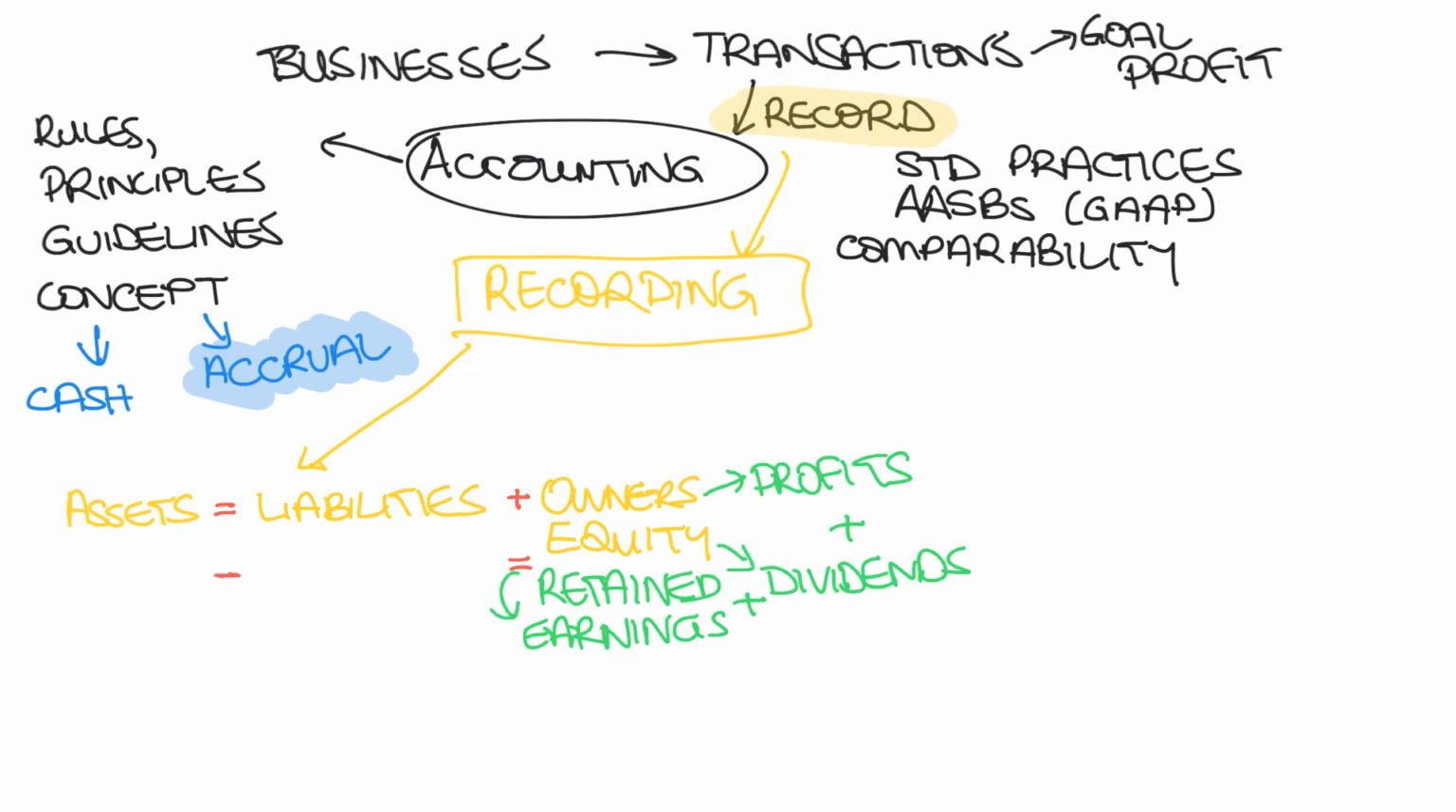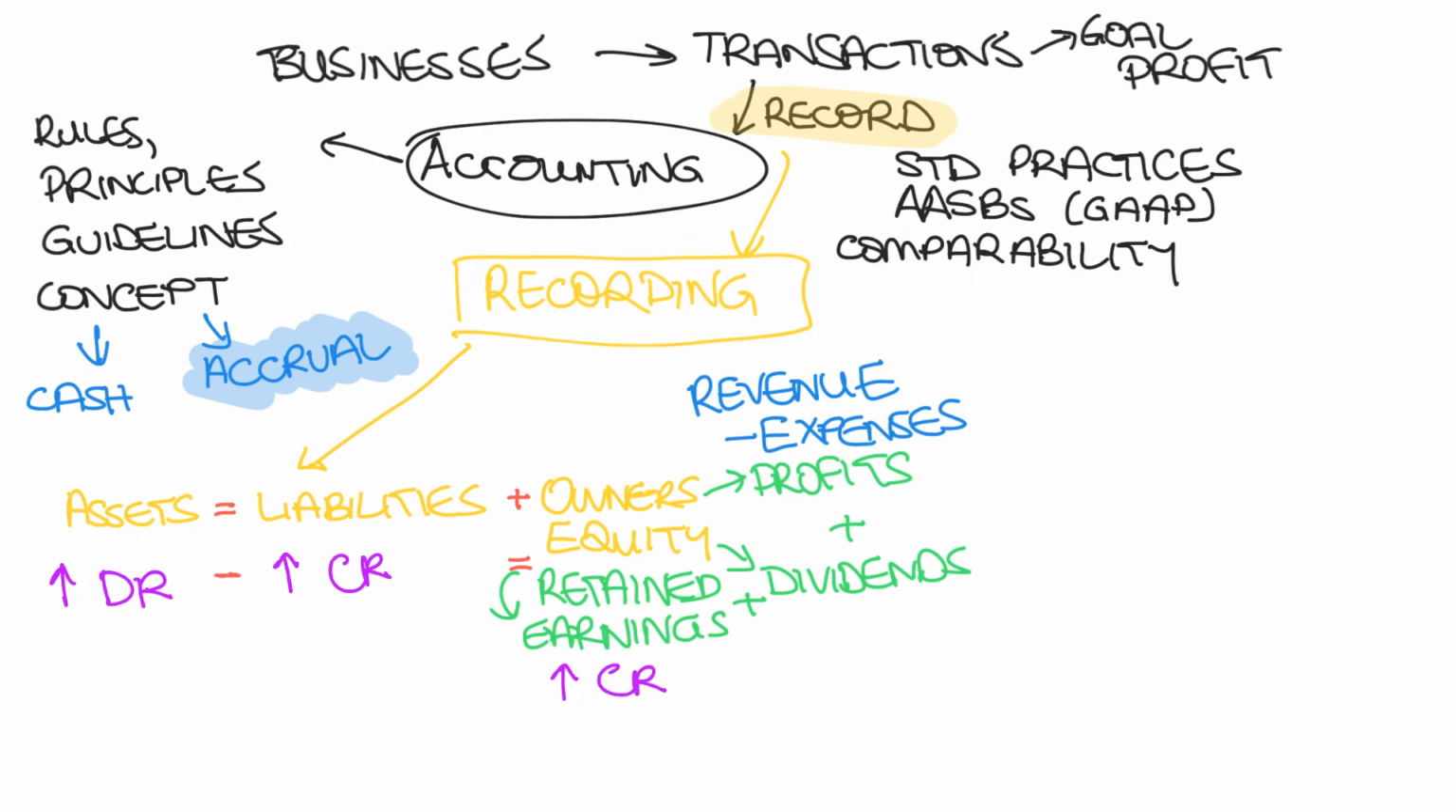Now, our profits are actually made up of our revenue minus our expenses. So here we have our accounting equation, our assets. Now, if I'm going to increase my assets, I'm going to debit them. If I'm going to increase my liabilities, I'm going to credit them. If I'm going to increase my owner's equity, I'm going to have a credit. For revenue, to increase revenue is a credit, and to increase expenses is a debit.